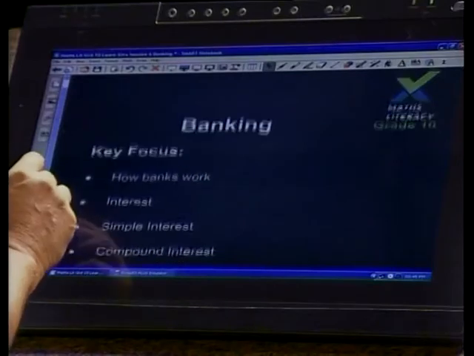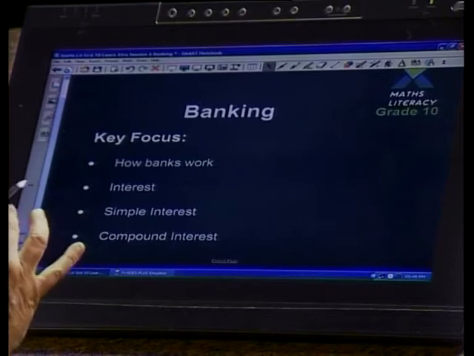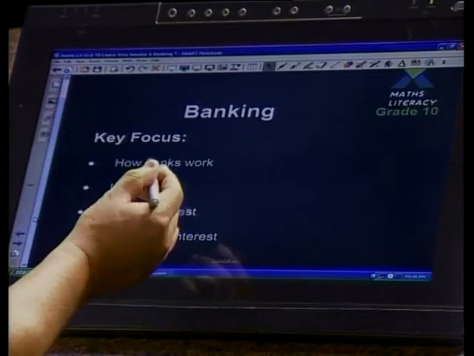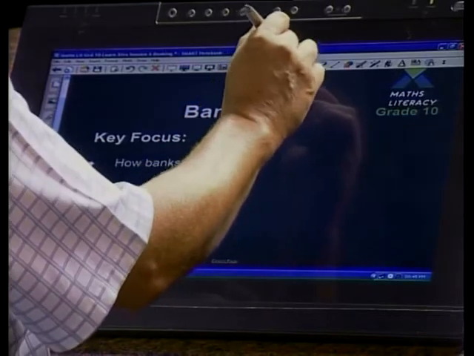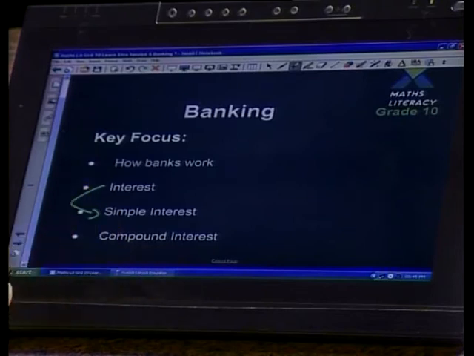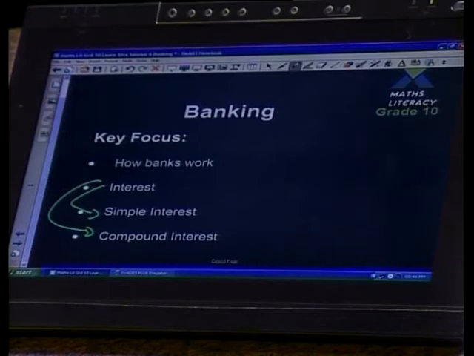So there it is, banking, and what are we going to discuss? First of all, we're going to look very basically at how a bank actually works. Then we're going to talk about interest, what it involves and what it's all about, and then we're going to go a little bit further and break interest up into two parts, looking at simple interest and compound interest. So without any further ado, let's get started. Right, number one.